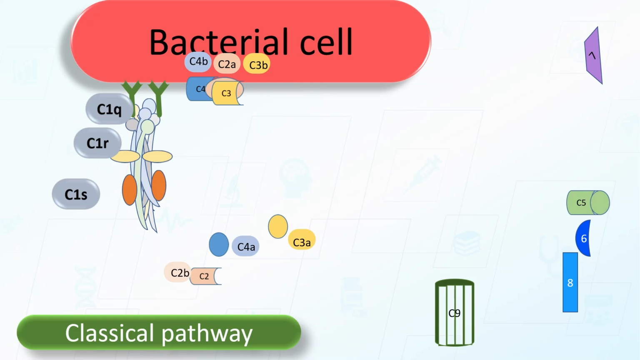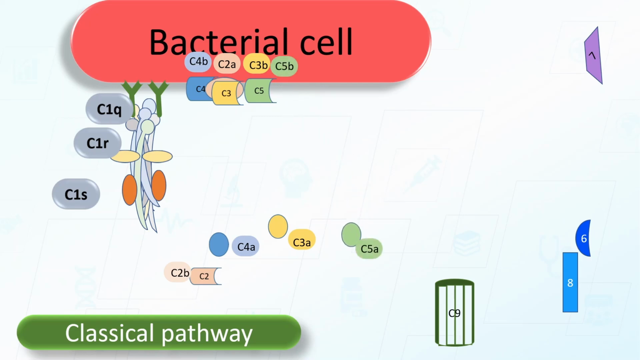Again, the b component has a thioester domain similar to C4b, and it will stick on the surface of a cell or microorganism, and the a component will be released. The a has another separate function, we'll talk about that. But the b will remain bound on the surface of a cell. So this complex C4b, C2a, and C3b is a C5 convertase for the classical pathway.